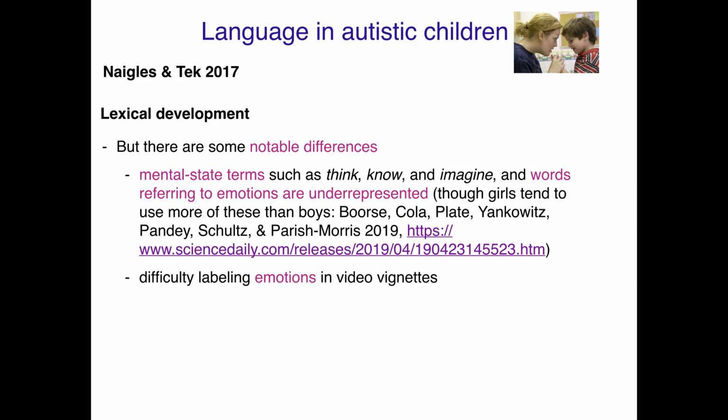Relatedly, autistic children have difficulty labeling emotions that they observe in little video snippets or vignettes. Just recognizing the referent of an emotion is difficult for them.